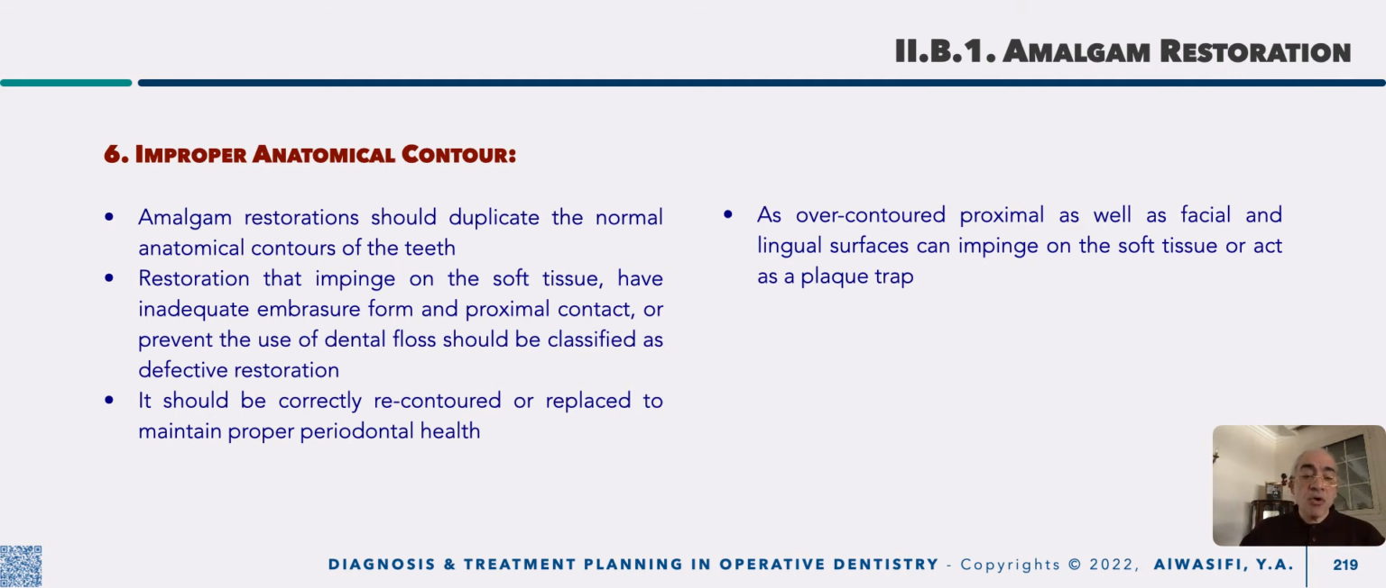That's why over contouring, either proximal or buccal and lingual, is important, because it will provide a great shelter for plaque accumulation, plaque trapping, and at the same time it will endanger the health of your tissues. If it is undercarved and over contoured and bulging, it's much easier to correct it by finishing and polishing and reproducing or duplicating the normal anatomy.